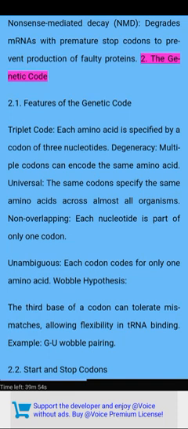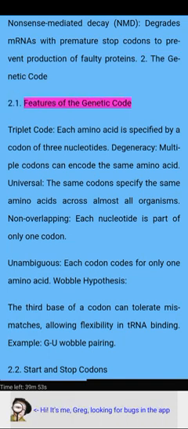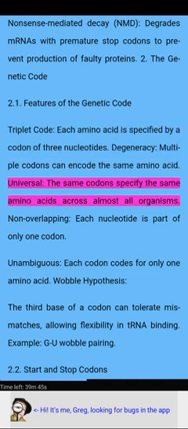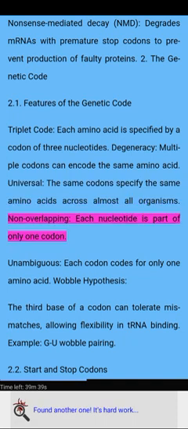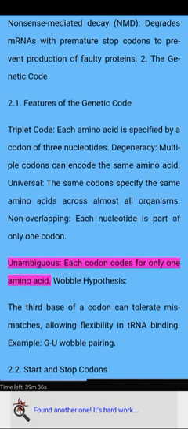2. The genetic code. 2.1. Features of the genetic code. Triplet code: each amino acid is specified by a codon of 3 nucleotides. Degeneracy: multiple codons can encode the same amino acid. Universal: the same codons specify the same amino acids across almost all organisms. Non-overlapping: each nucleotide is part of only one codon. Unambiguous: each codon codes for only one amino acid.